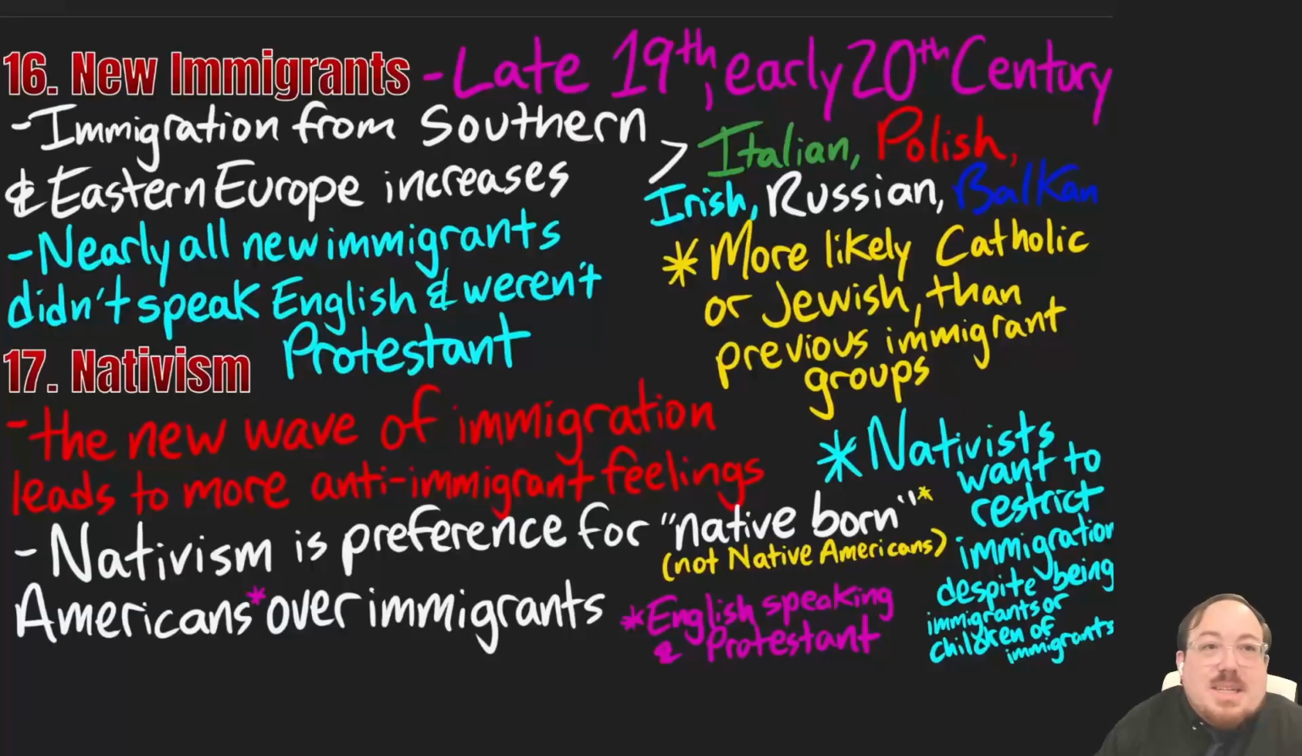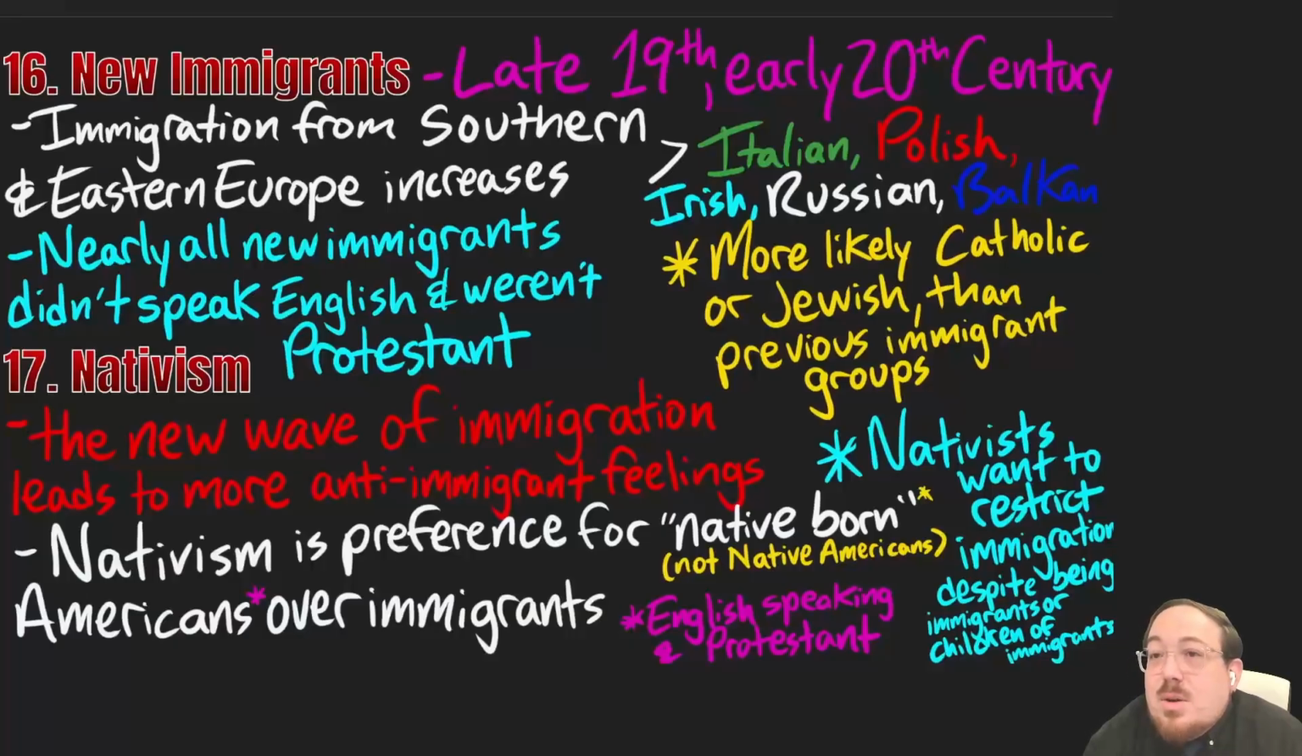Our next term is new immigrants. I sort of talked about this earlier, especially with the Life in Industrial America chapter. We're having a lot of new immigrants coming into this country from different places in the late 19th, early 20th century. We have immigrants from South and Eastern Europe. Many of them are going to be non-English speakers, and they're not going to be Protestant. They're going to be Italian or Polish or Irish or Russian or Balkan, and they're more likely Catholic or Jewish or Eastern Orthodox.